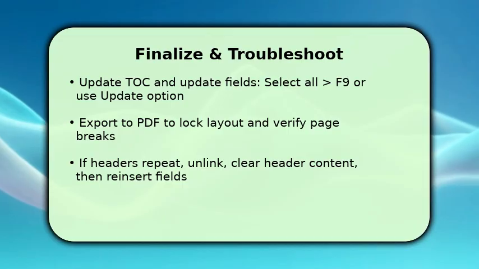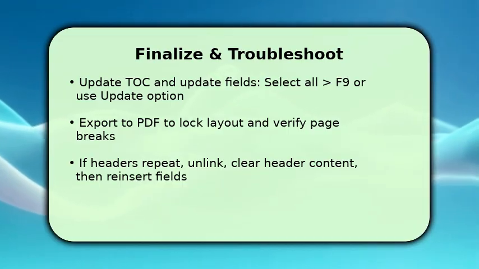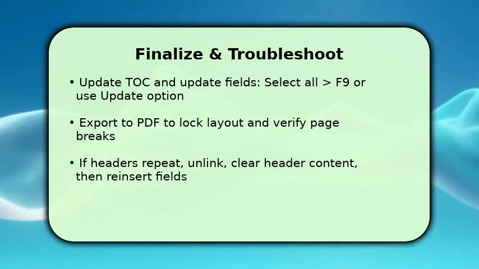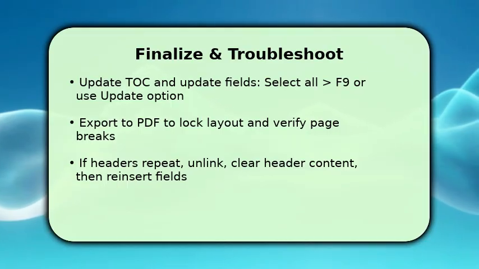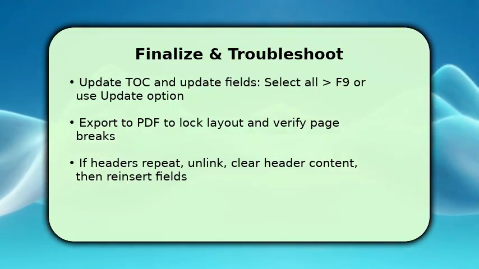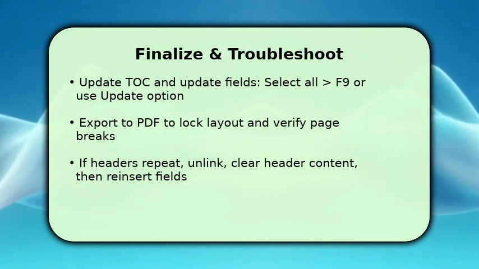Then export to PDF to confirm final layout and check that headers and footers appear as expected across different viewers. If something goes wrong, headers repeating or not updating, unlink the section, clear the header content, reinsert the correct fields, and reapply styles. That typically resolves inheritance and formatting conflicts.